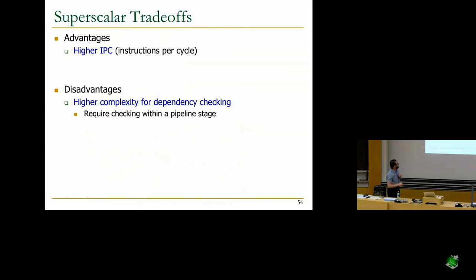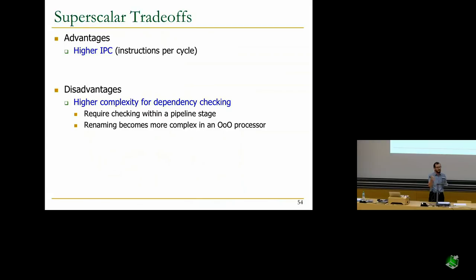This is what we just said, within a pipeline stage. Before, we checked for dependencies across pipeline stages, right? Now you can think of this as horizontally. Before, we checked across the horizontal axis. Now we need to check for dependencies across the vertical axis. And renaming now becomes more complex in an out-of-order processor, right? Because now, remember, you need to know which instruction you're dependent on to be able to do the renaming. You need to do this renaming sequentially. And your renaming becomes sequential, essentially. People have tried to parallelize it. There are methods of doing it, but we're not going to go into that. But this complicates the out-of-order processor even more.